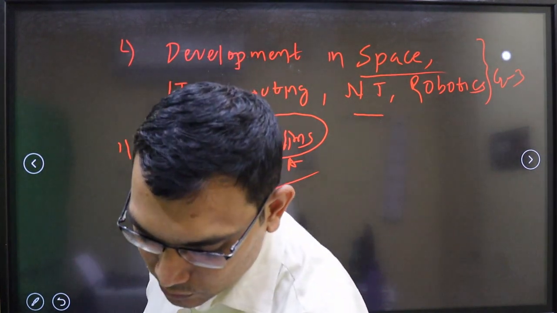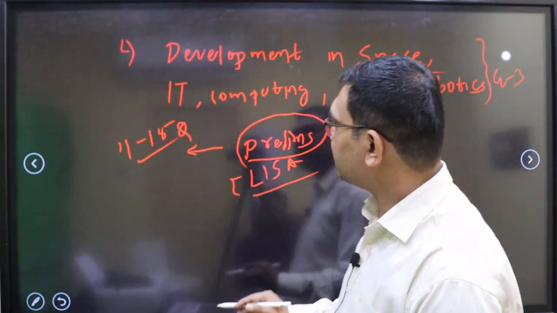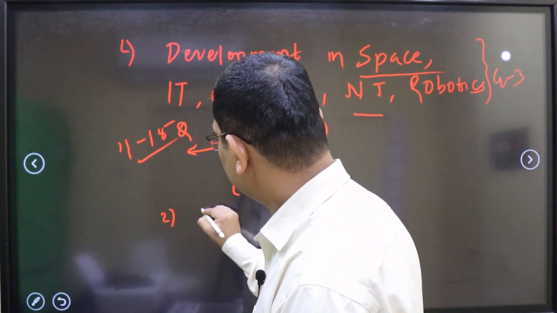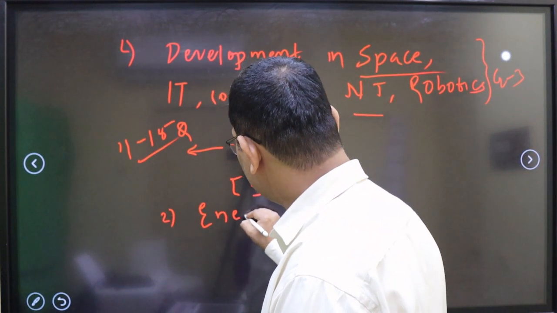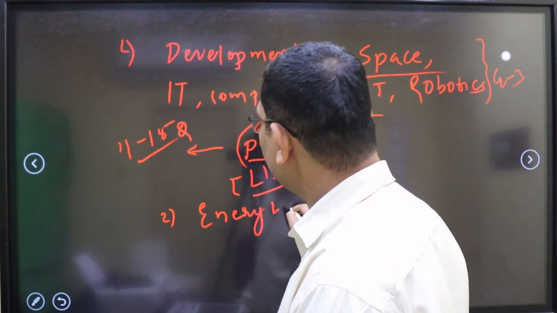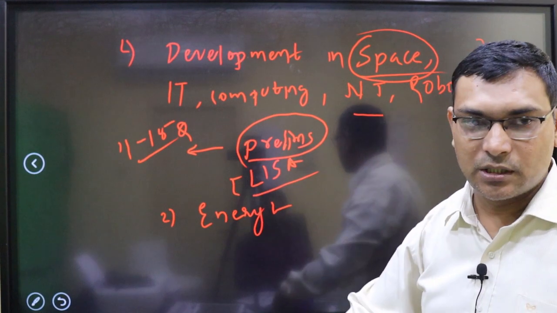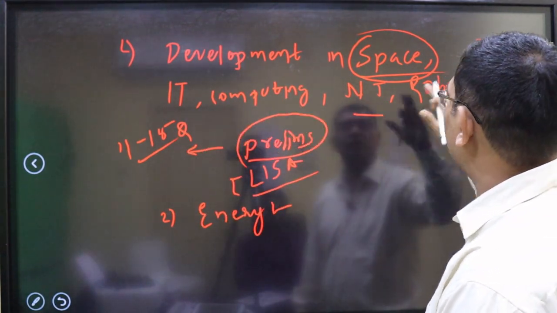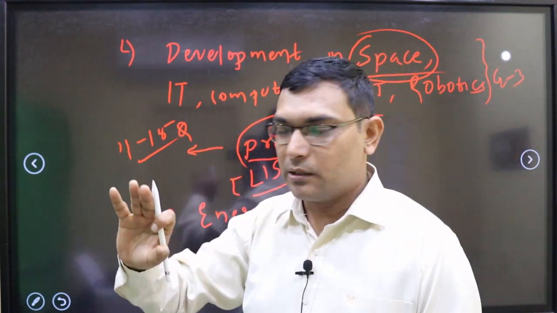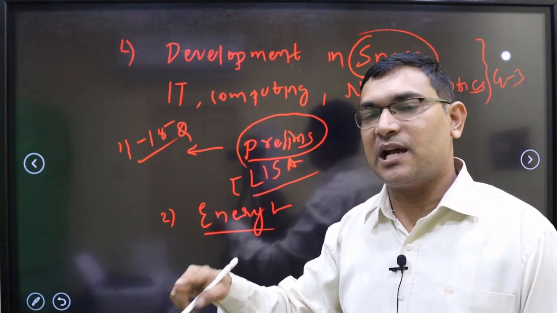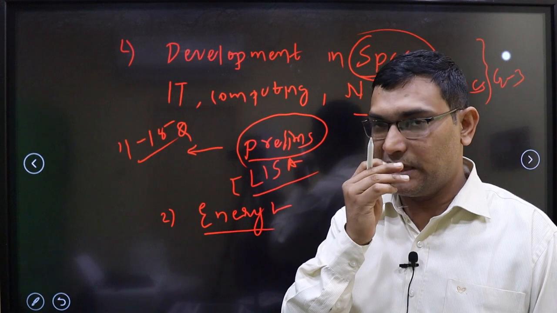And also, there is a second part, that is energy. There was a question that I mentioned in space also. Every time there was a question in the prelims on space. Okay, I will come to IT, computing, nanotechnology, robotics also. But first, before that, energy. They can ask you in the mains as well as in prelims.